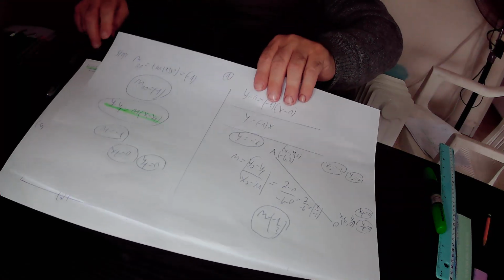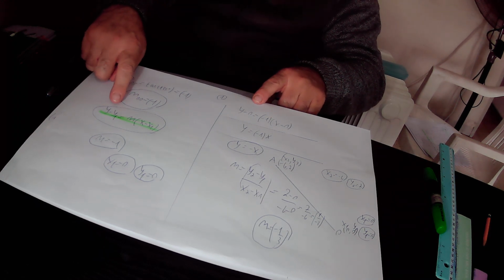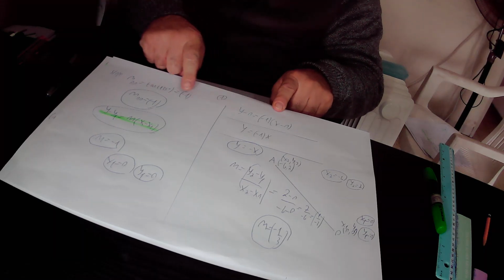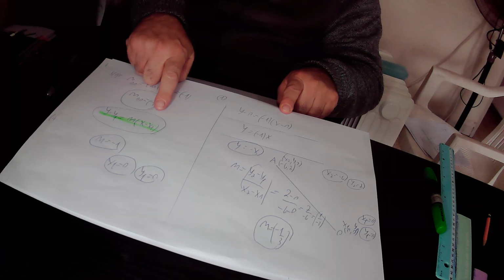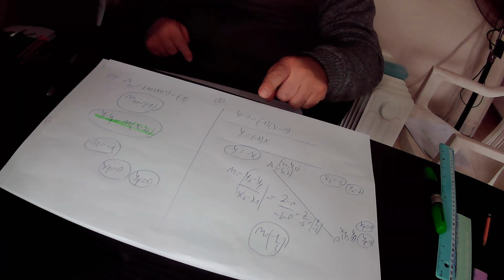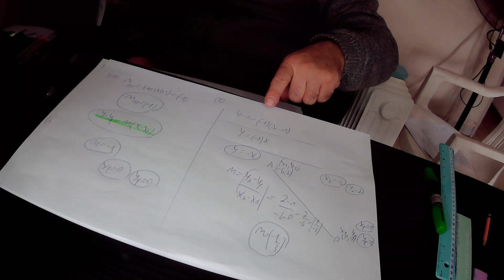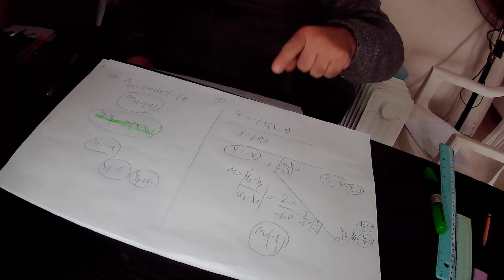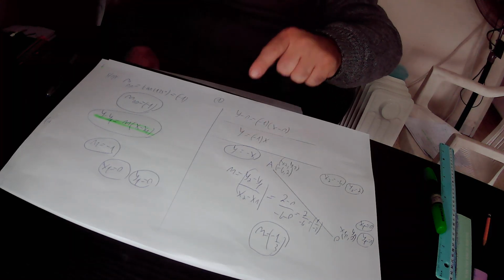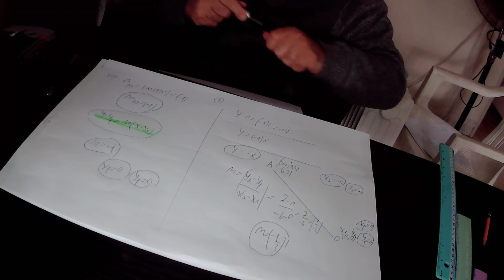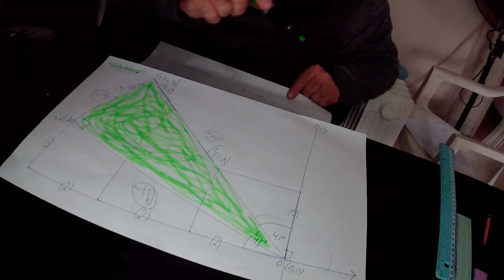So actually we already did it, and we found out that y minus y1 is y minus 0, which equals m, that is minus 1, times x minus x1. x1 is 0, so it is x minus 0. y minus 0 is y, and x minus 0 is x. So y equals 1 times minus x, and 1 times minus x is minus x. So in total, we found out that y equals minus x. The equation of this straight line BO is y equals minus x.